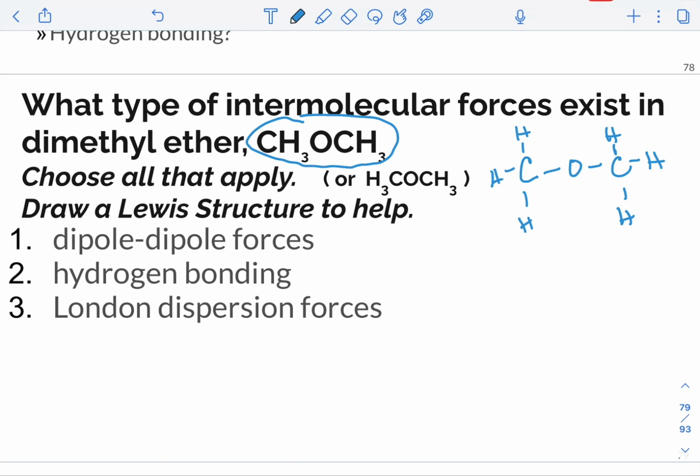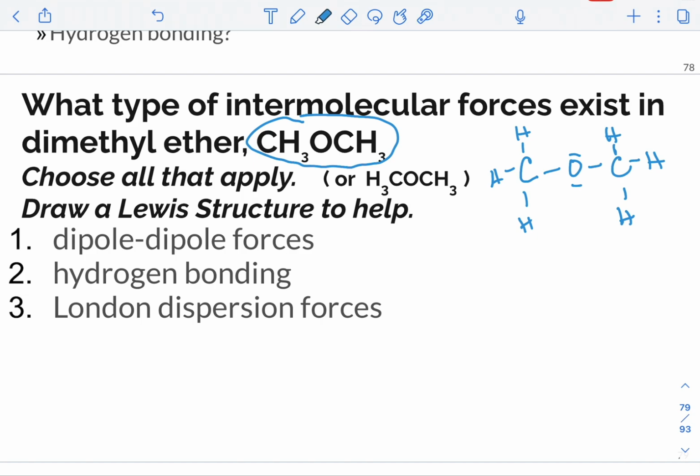And that's important, because if you didn't draw out the Lewis structure, or you didn't know how to draw out the Lewis structure, you might think, oh, look, I have hydrogen and oxygen, so maybe I have hydrogen bonding. And that's not true, because when you look at the structure, that oxygen, which I guess to be accurate, I should put the lone pairs, but that oxygen is connected to carbon on both sides. It's not connected to hydrogen, so you need to think about that more.